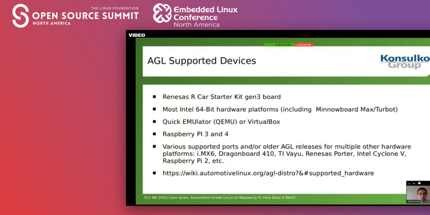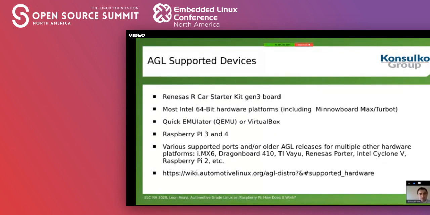AGL runs on several hardware devices. The Tier 1 devices, the devices that have the best support for AGL, are Renesas R-Car Starter Kit Generation 3 boards, and most of Intel's 64-bit hardware platforms, including MinnowBoard Max and Turbot. These are open source hardware development boards with an Intel CPU. You can also run AGL in an emulator. There are two options for this, QEMU or VirtualBox. It's up to you to decide.